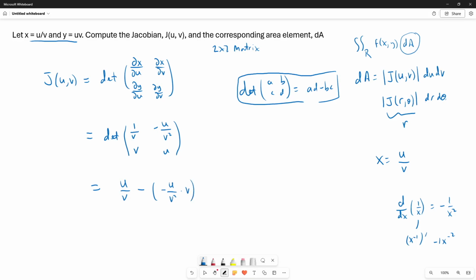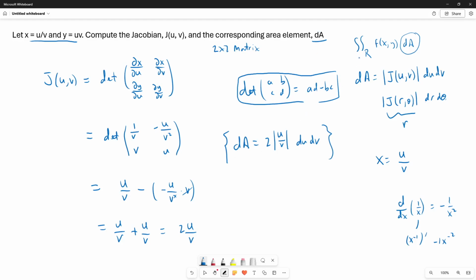The v over v squared cancels, and we get a double negative, which is a plus. This v cancels with the square, and we get another u over v. So we get 2u over v. And so then dA, the area element in the uv coordinate system, will be the absolute value of the Jacobian. So the absolute value of this is 2 times the absolute value of u over v, and then times du dv. So there is our area element.